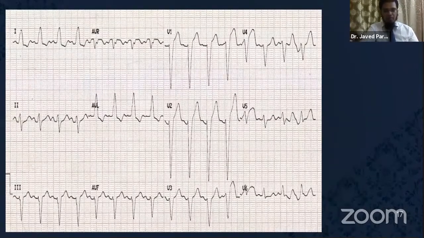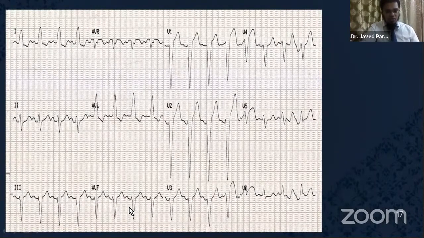Now what about left bundle branch block? This patient presents to you with syncope. You have a left bundle branch block, sinus rhythm, 1:1 AV conduction, and the PR interval looks normal. So what are you going to do? Is there any role of electrophysiological study here?